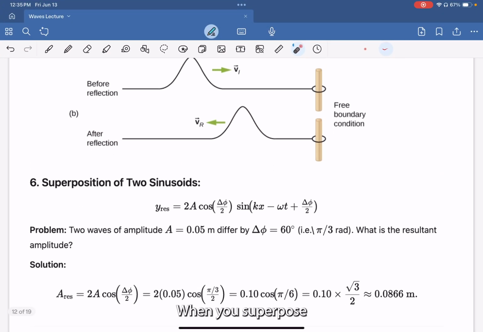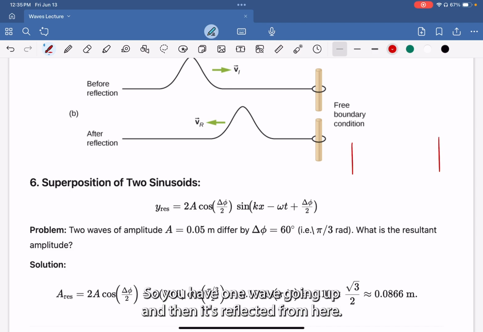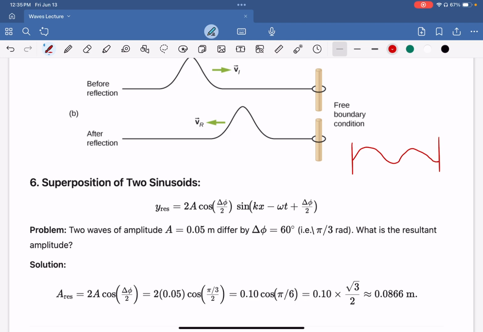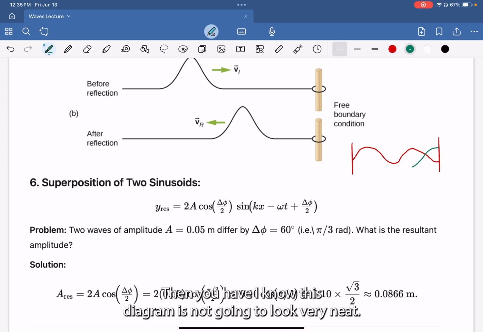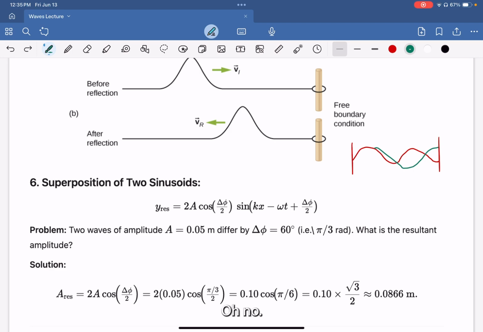When you superpose two sinusoidal waves, two sine waves, you are going to get what's called a standing wave. So let me draw it, because it's important. You have one wave going out, and then it's reflected from here. And if it comes back, it's a reflection on its own. I know this diagram is not going to look very neat. If you draw the reflected, something like this, actually here it had to be that. Okay, so you see what's happening.